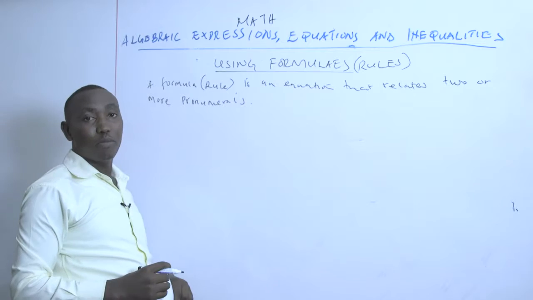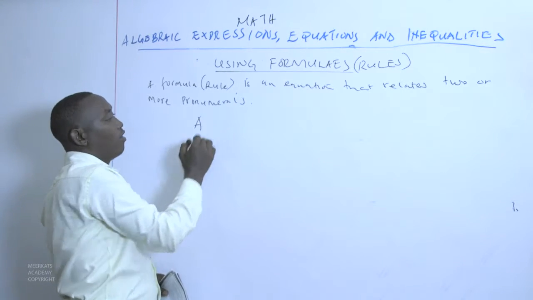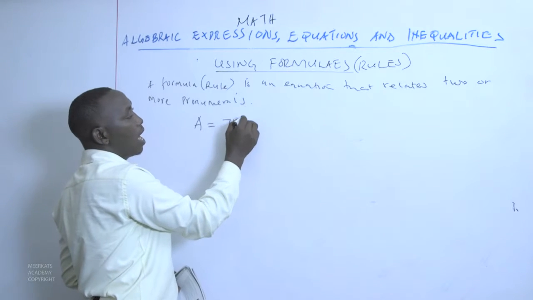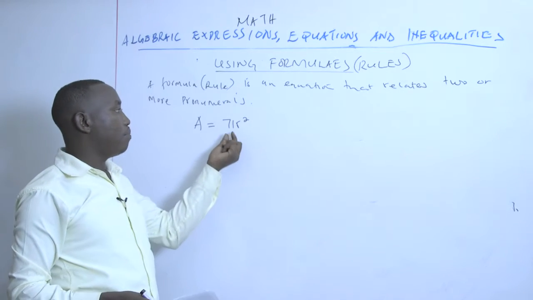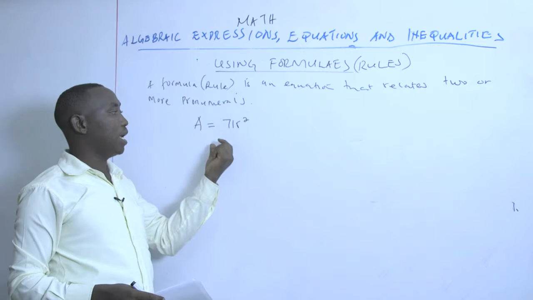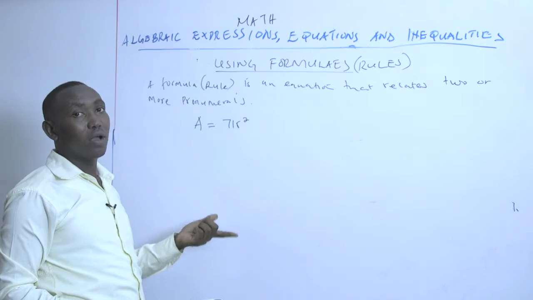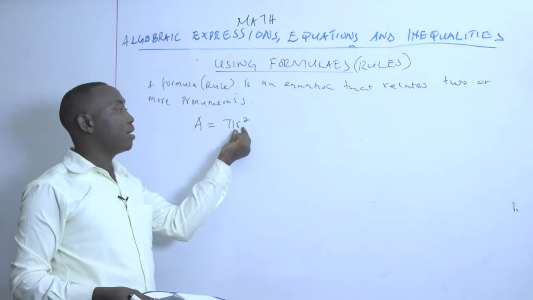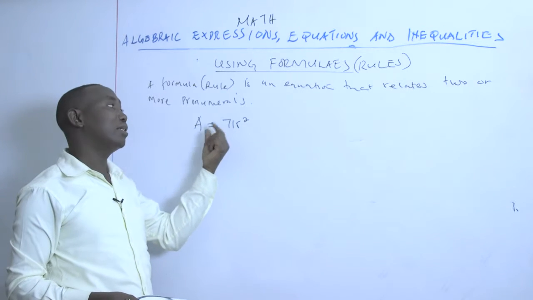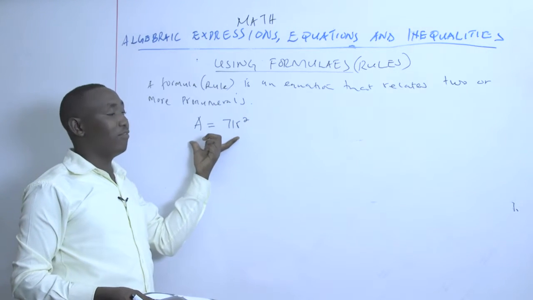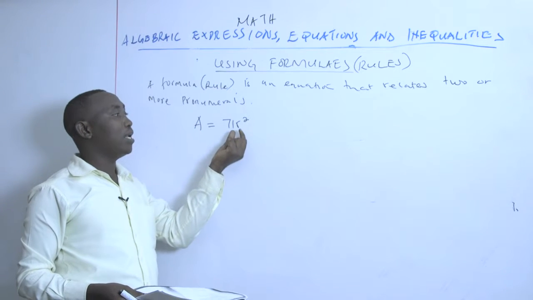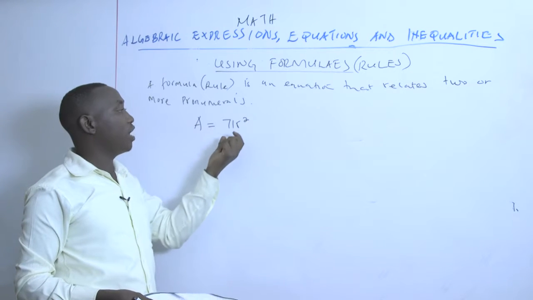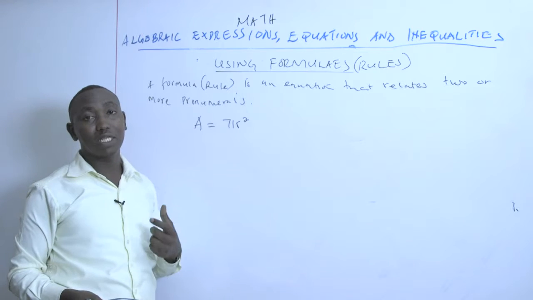A very good example of a formula is the formula for finding the area of a circle. Area of a circle is normally given by pi r squared. Pi is a constant term, which is either 22/7 as a fraction or 3.142 as a decimal, which has been rounded off. Then r denotes the radius of that particular circle. You can observe that area is strictly dependent on the radius because pi is constant. So whenever you vary the radius, you are going to affect the area.